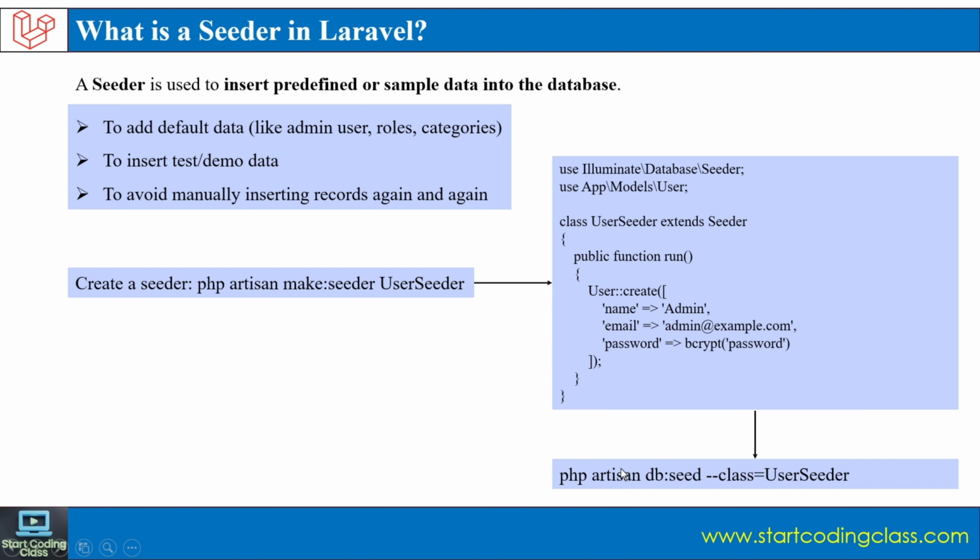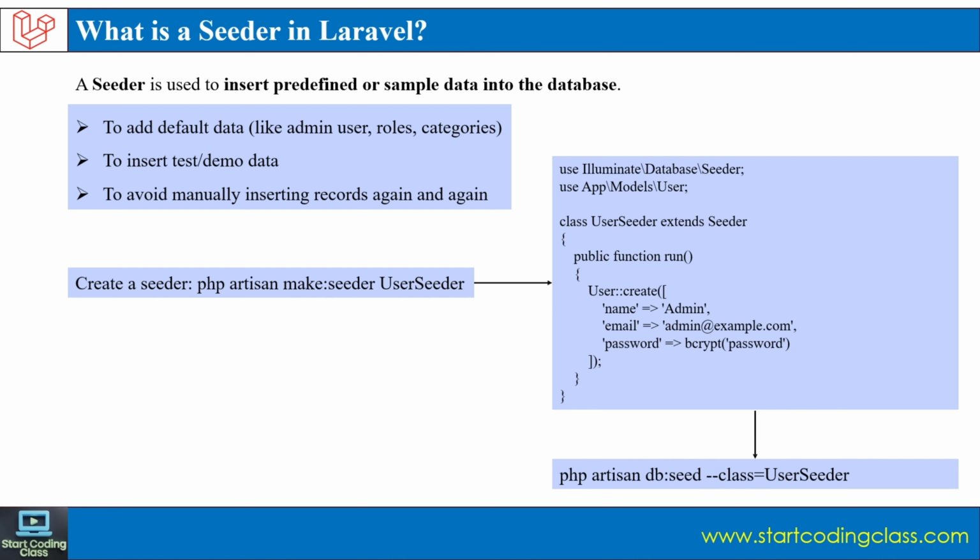So you can see if you run php artisan db:seed --class=UserSeeder, it will create only one record, because inside this user create there is one array. Inside that, name is admin, email is admin@example.com, password is password. So this will create only one record. If you want multiple records, then you have to write this array multiple times. Again, you have to write name, email, password and all that. So it's very boring and time taking.